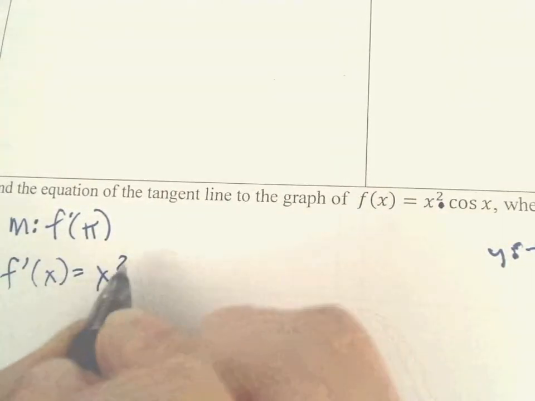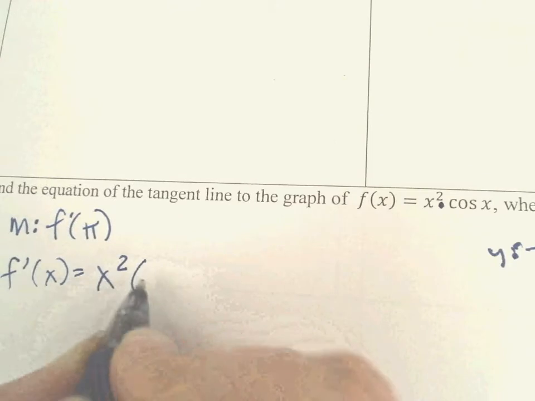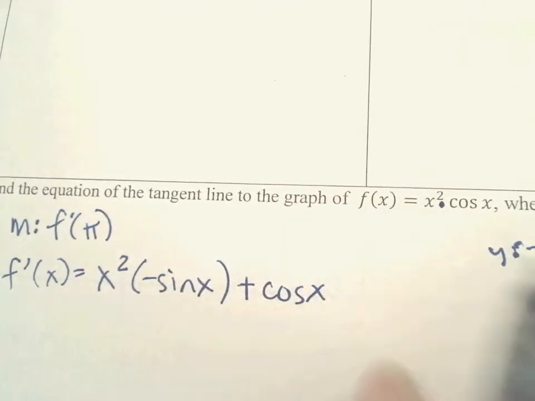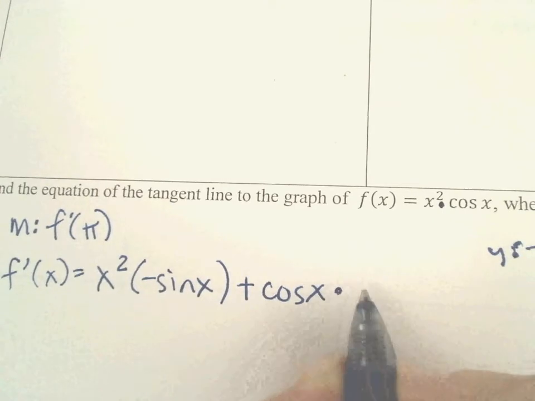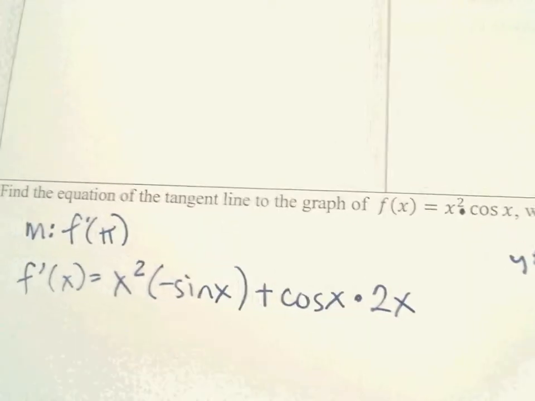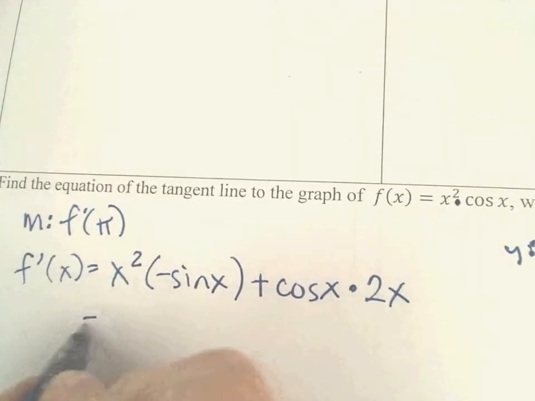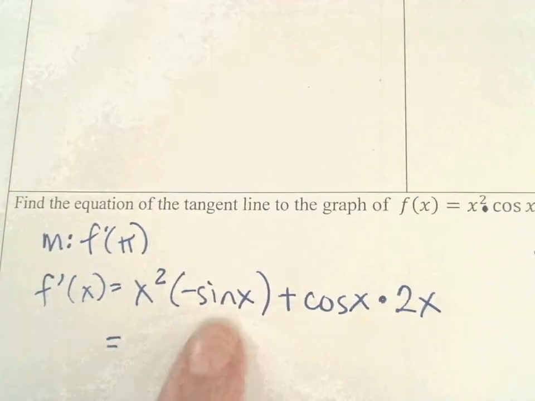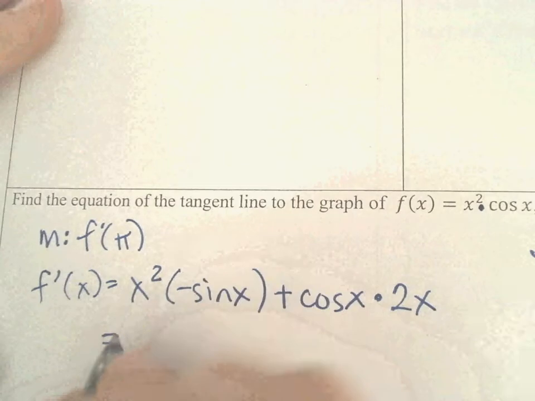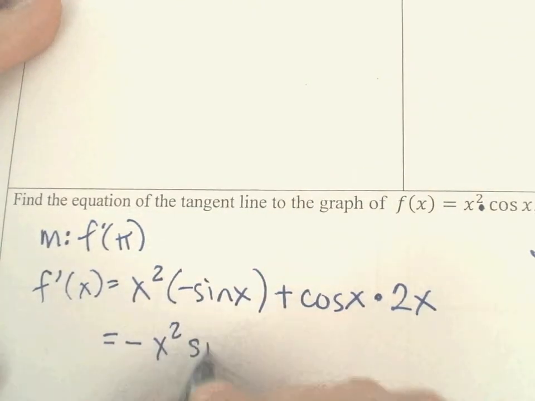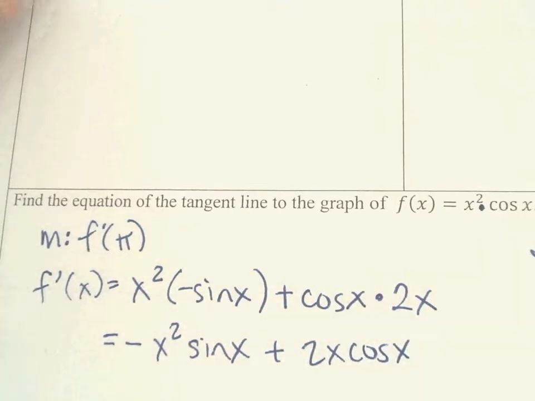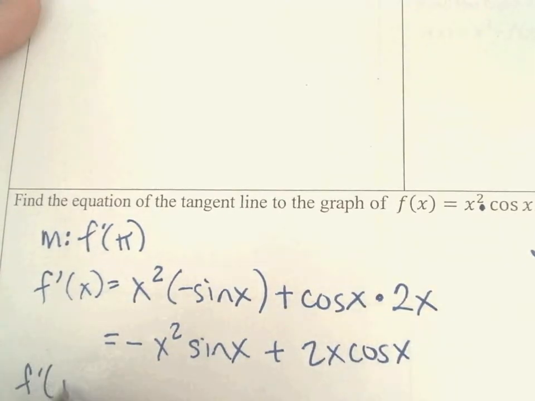So f prime of x is first times the derivative of the second. What's the derivative of cosine x? Negative sine x, plus second, cosine x, times the derivative of x squared, which is what? 2x. Clean that up, which means any numbers that are written with our trig functions come in front. So negative x squared sine x plus 2x cosine x. And then now we plug in pi.